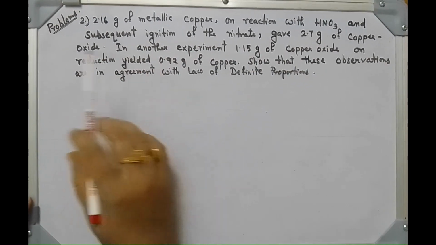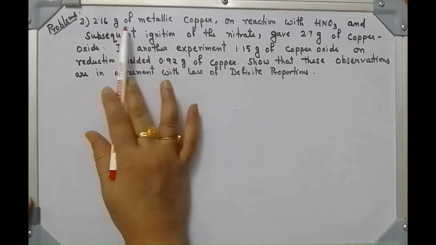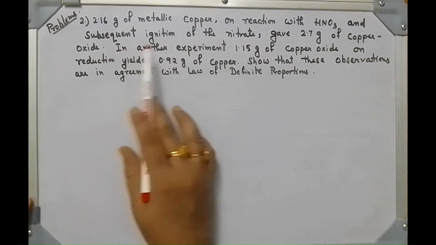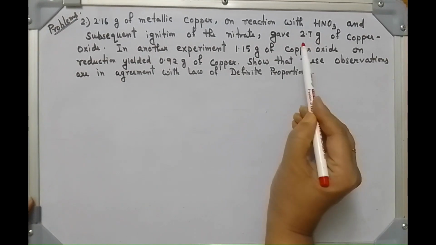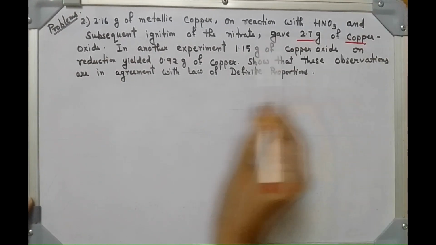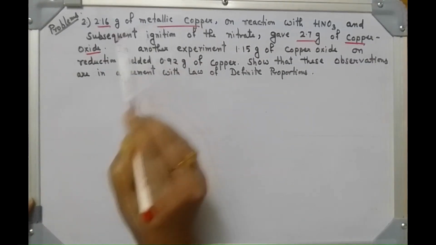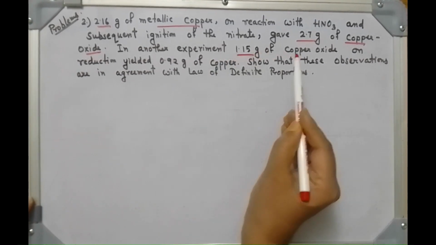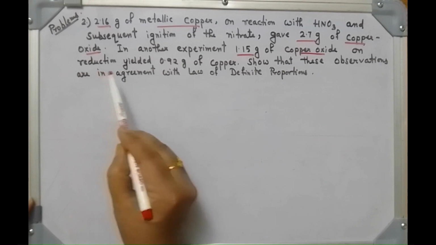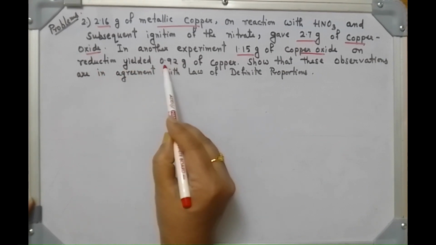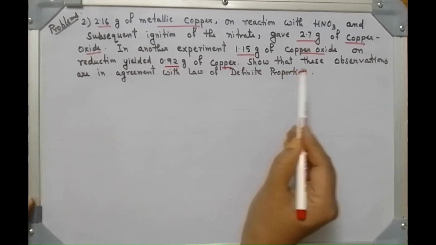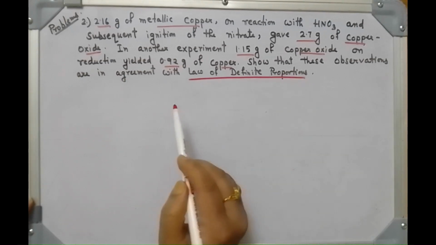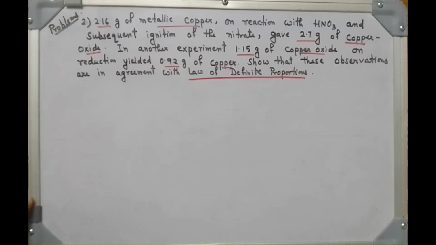It is given that 2.16 grams of metallic copper on reaction with nitric acid and subsequent ignition of the nitrate gave 2.7 grams of copper oxide. In another experiment, 1.15 grams of copper oxide on reduction yielded 0.92 grams of copper. Show that these observations are in agreement with the law of definite proportions. How to solve this problem?